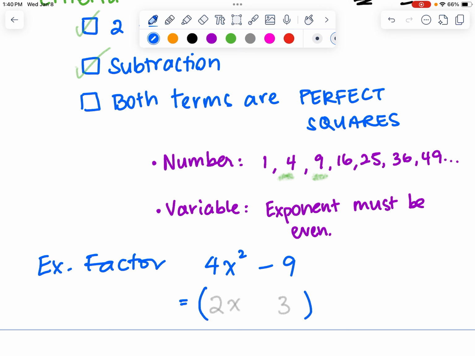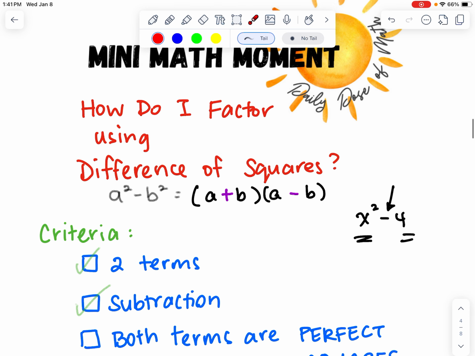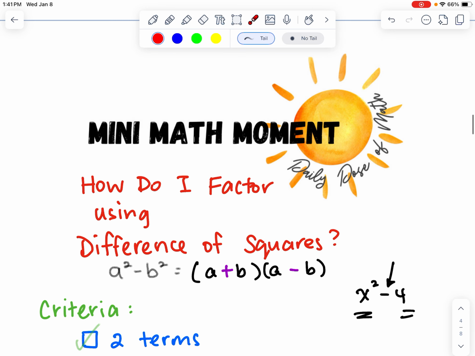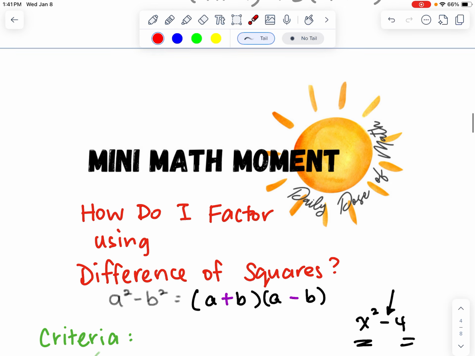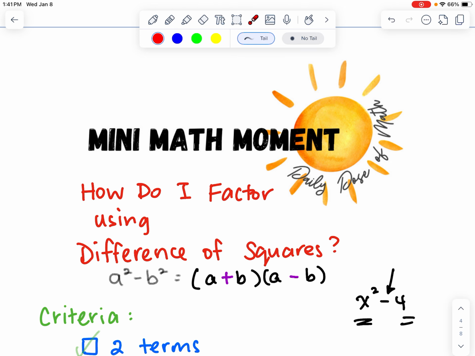So my final answer then becomes, I need to have two sets of those. So I need my 2x on the front of both, the 3 at the back of both, and one has a plus, one has a minus. And it doesn't matter, I could have done the minus there or the plus there. That's how you factor using difference of squares for a simpler question. They do get more complicated than that, but there's just your mini math review.